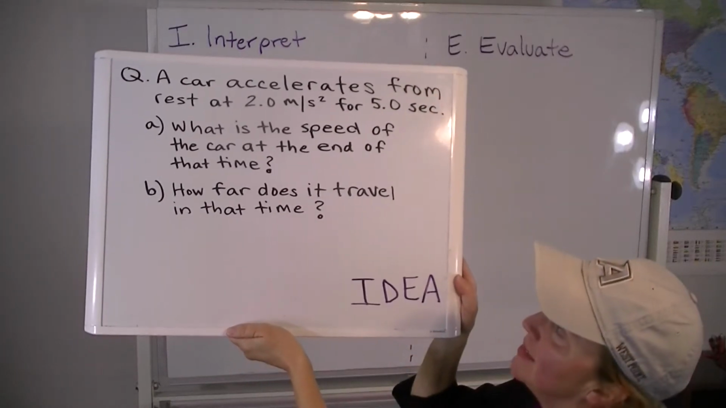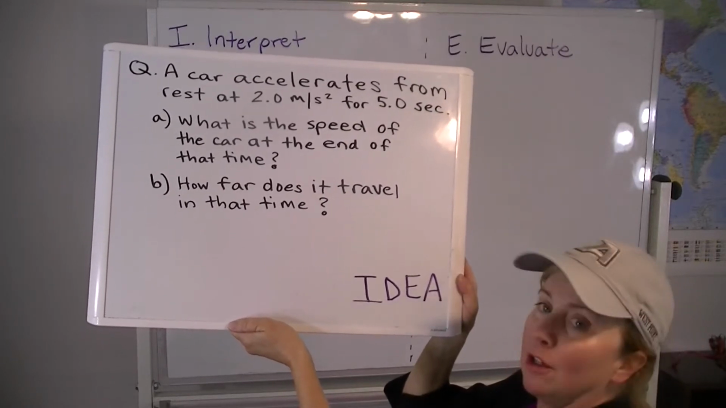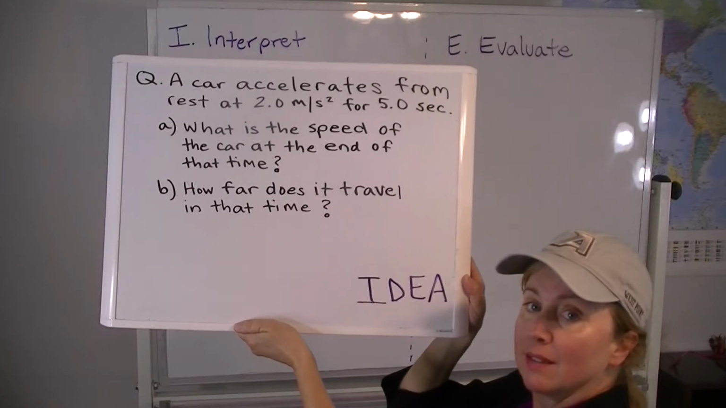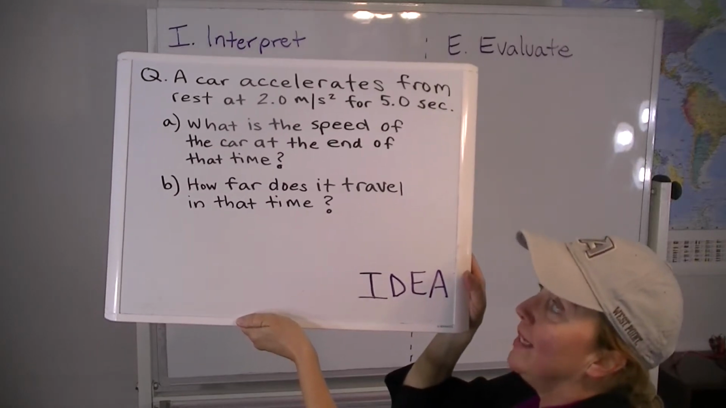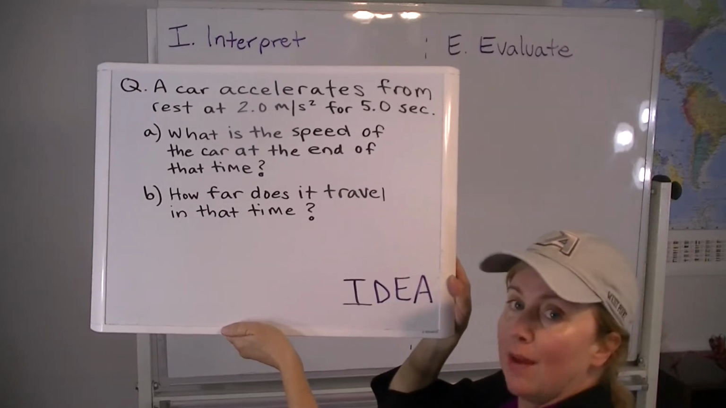Our problem is a car accelerates from rest at 2.0 meters per second squared for 5.0 seconds. And the questions are, what is the speed of the car at the end of this time? And how far does it travel in that time?